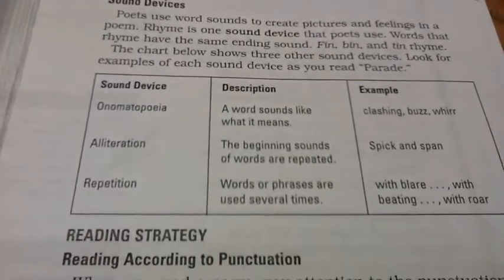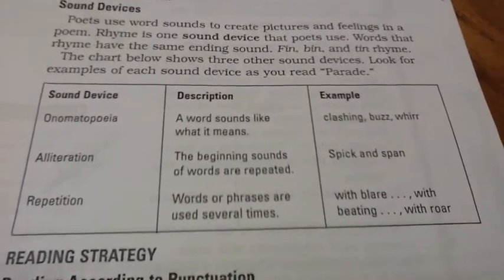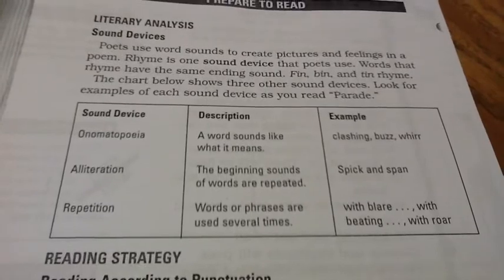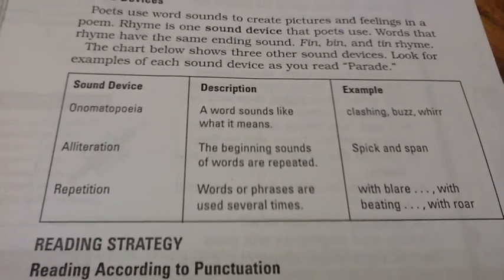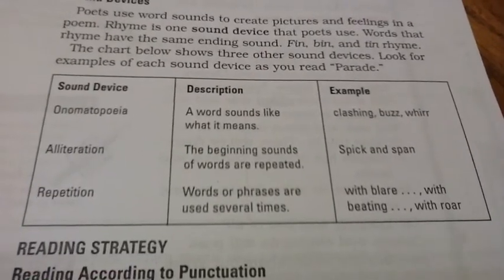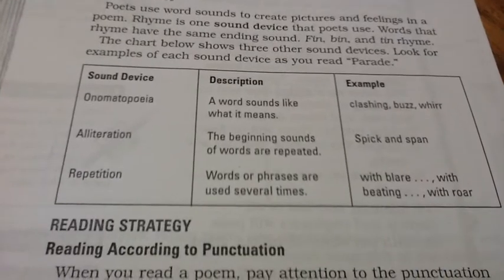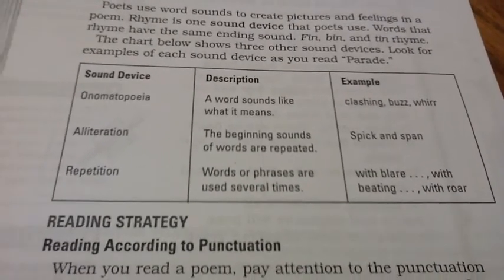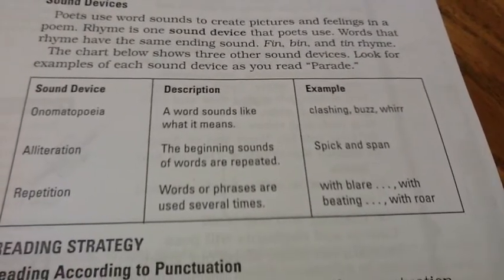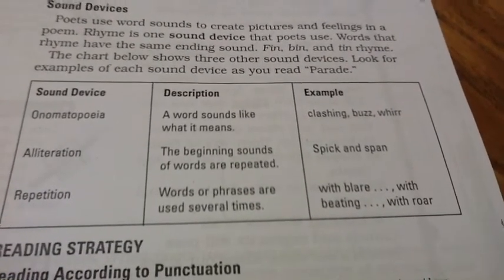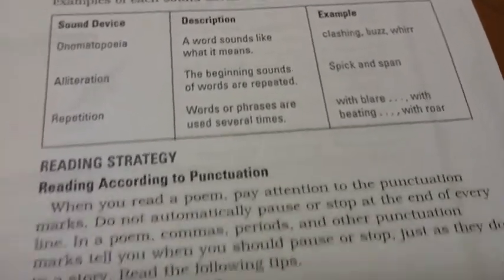Here are our sound devices. I see onomatopoeia is a word that sounds like what it means. For example, clashing, buzz, whir. Alliteration is when the beginning sounds of words are repeated, such as spick and span. They both start with that S sound. Then we have repetition. This is when words or phrases are used several times, such as with blare, with beating, with roar. Here I see this repetition of the phrase "with" right before the sound that is being made.